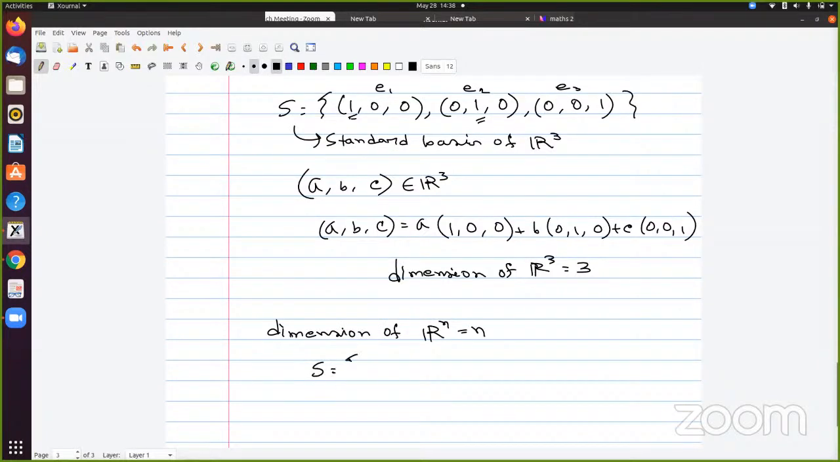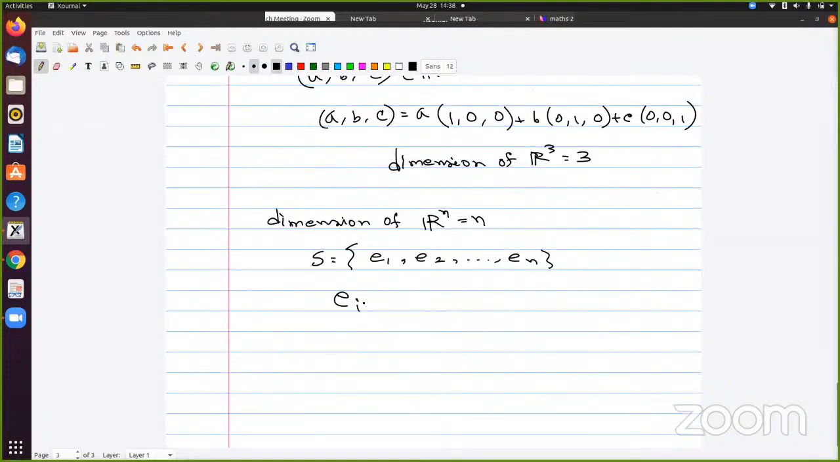And can you give me a basis? E1, E2, up to En, where each Ei is basically 0 everywhere except at the ith position, where it is 1. All others are 0. Clear? So this is very easy till now. We know what a dimension is, we know what a basis is, we know basically everything.